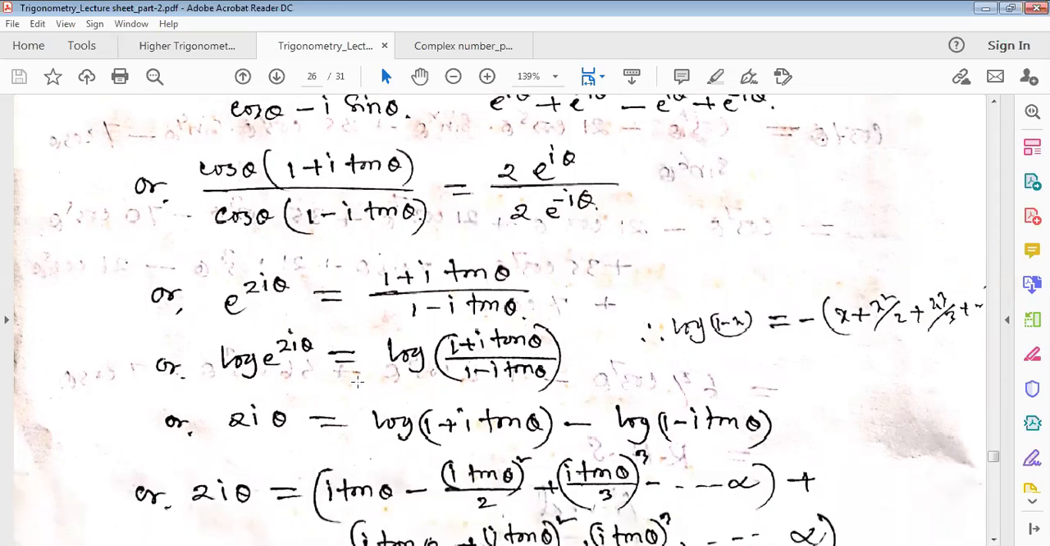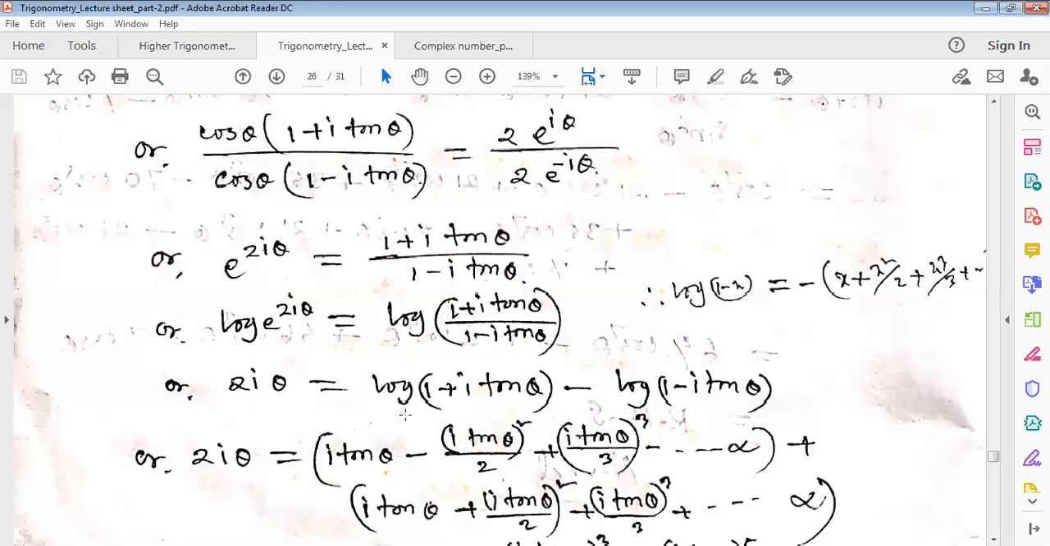Now taking log on both sides, log e to the power twice i theta equals log of (1 plus i tan theta divided by 1 minus i tan theta). Taking log on both sides. Now log e is cancelled, only 2 i theta will exist. This equals log of this. Log m by n formula, what? Log m minus log n. So twice i theta equals this.